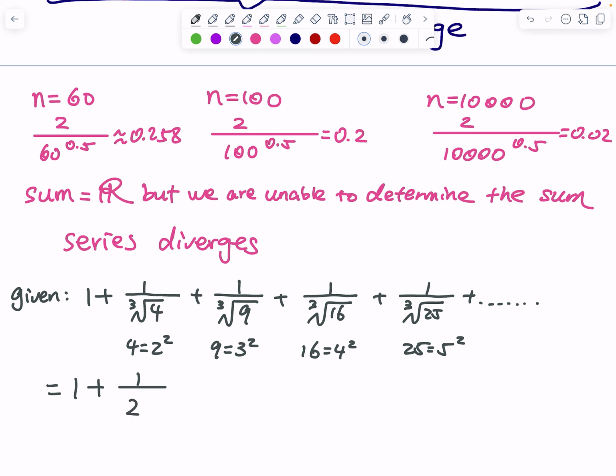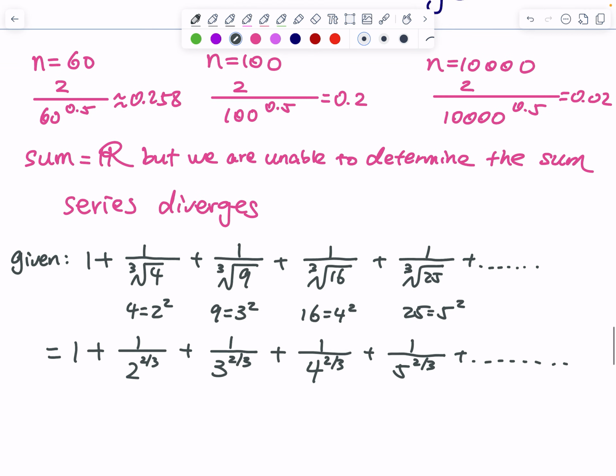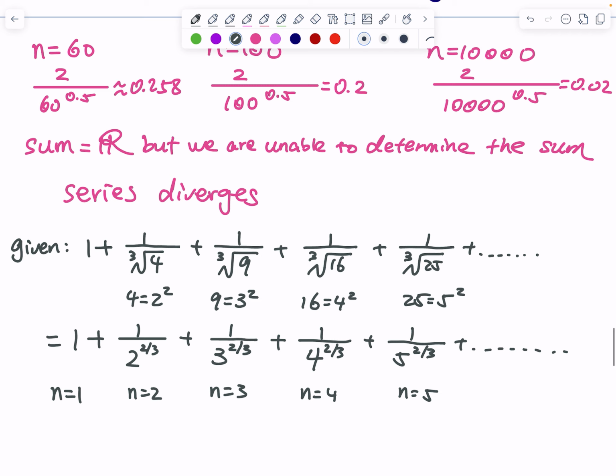Okay, this is a 2. How about 2 over 3? That is correct, right? And then plus 1 over 3 to the 2 over 3, where the 3 refers to the cube root. And then 1 over 4 to the 2 over 3, and then plus 1 over 5 to the 2 over 3, and then we are still adding. We can say n equals 1, n equals 2, n equals 3, n equals 4, n equals 5. Because 1 to the 2 over 3 is still equal to 1, we can treat this as 1 over 1 to the 2 over 3, which equals 1.